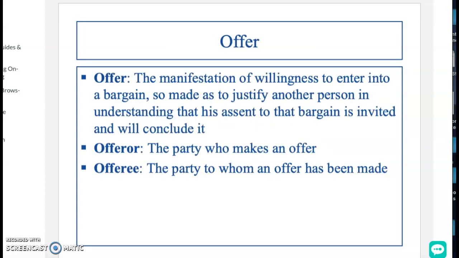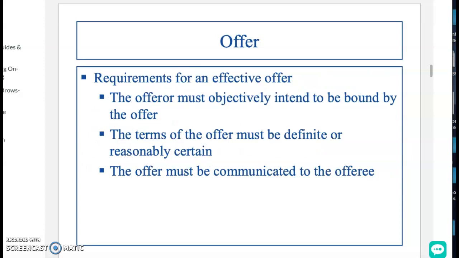The offer is the manifestation of a willingness to enter into a bargain, so made as to justify another person in understanding that his assent to that bargain is invited and will conclude it. The only party who makes an offer is the offeror, and the party to whom the offer is made is the offeree. It requires an effective offer.